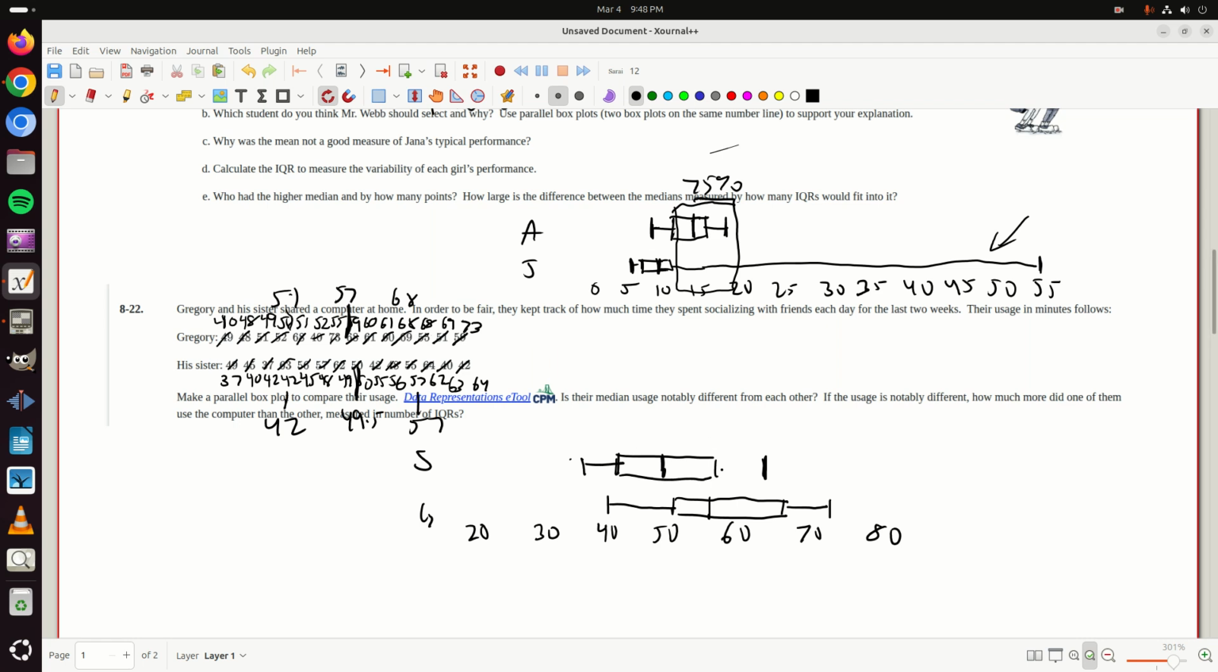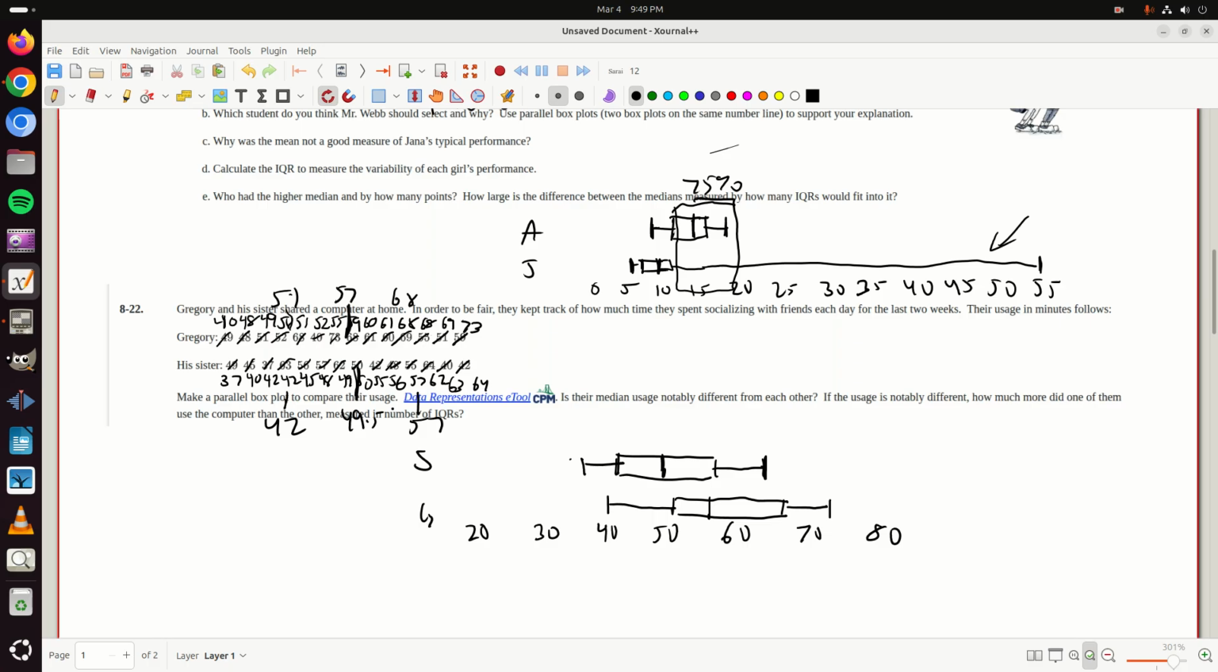And it is asking us, okay, Greg and his sister shared a computer at home. In order to be fair, they kept track of how much time they spent socializing with friends each day. The last 2 weeks, their usage in minutes was as follows. So make a parallel box plot to compare their usage. Is their median usage notably different? 57 versus 49. I guess you can make the argument it's 8 minutes difference. I don't know if it's that big of a deal or not.